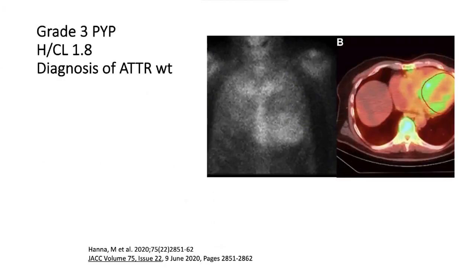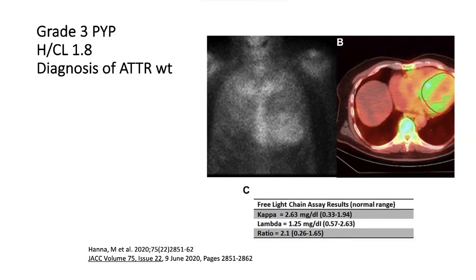All right, let's look at this other one here. So we look at this study right here, and boy, all you see is heart. You can't really see ribs. This is a grade 3. This is a no-brainer. This is pretty easy. The heart to contralateral lung ratio is 1.8. Diagnosis of ATTR, wild type, slam dunk, right?